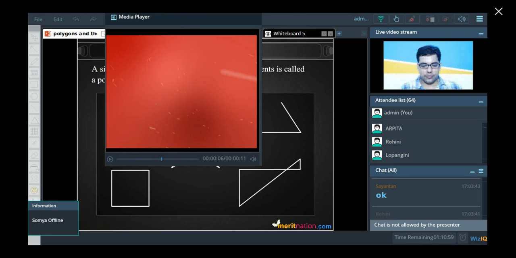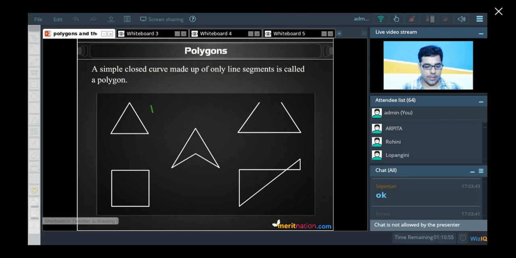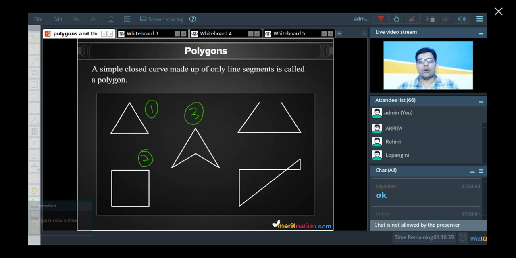If you see the 3 curves in front of us, one is this, second is this, third is this. These 3 curves are all simple and closed. Simple because they are not crossing anywhere, closed because their beginning and end point are the same. The first curve is made up of 3 line segments: 1, 2, 3. The second curve is made up of 4 line segments: 1, 2, 3, 4, and it is simple and closed. The third curve is again made up of 4 line segments, and again it is a simple and closed curve.